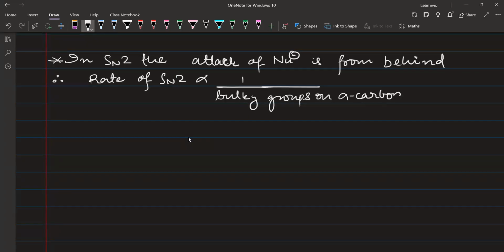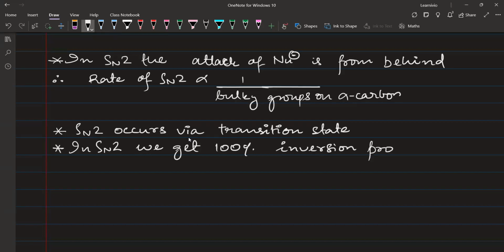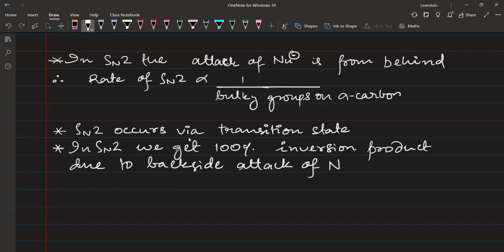ठीक है, next you will write SN2 occurs via transition state, and next, in SN2 we get 100% inversion product due to backside attack of nucleophile.